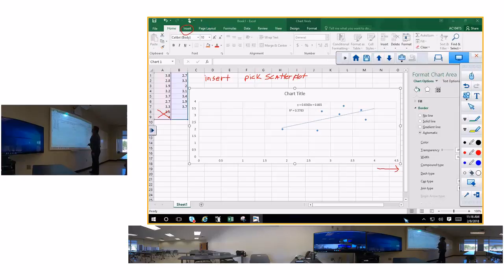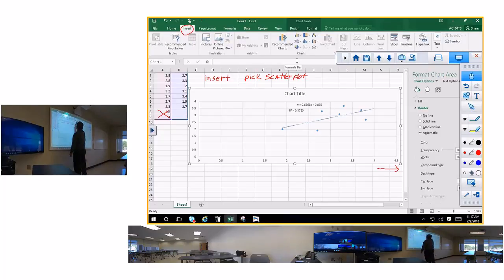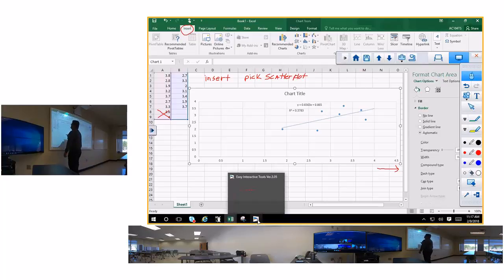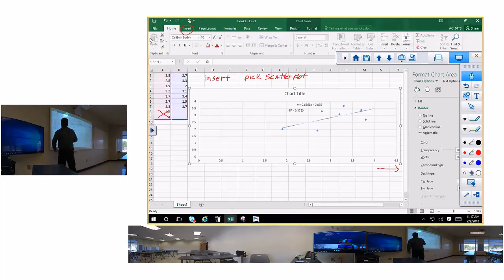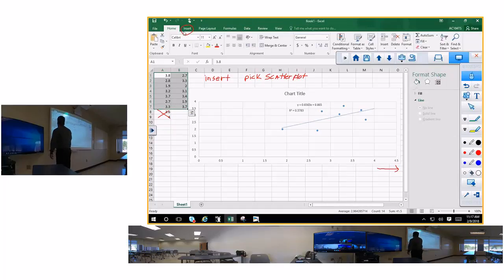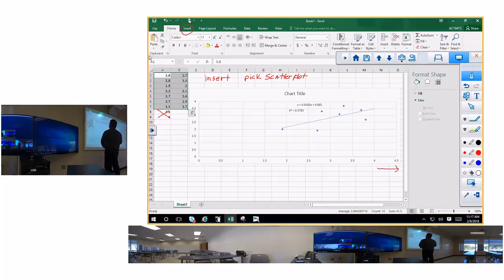Right there. If you were to hit the insert button right here, is the scatter plot, right there. Okay? And that's how you do that. You highlight these two. You highlight these right in here. You highlight those, then you go up here and hit insert, and then you pick the graph that you want.